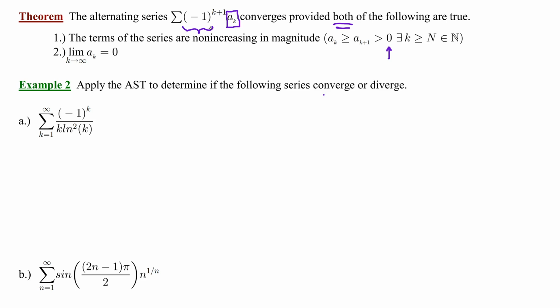Now, this doesn't have to be true for the entire series. It doesn't have to be non-increasing at the very beginning of the series. This only has to be true for some, we're going to read this backwards, for some subscript k greater than or equal to capital N in the natural numbers. What in the world? Can you read all of that notation? Let me draw you a picture to help you understand what all that's about.